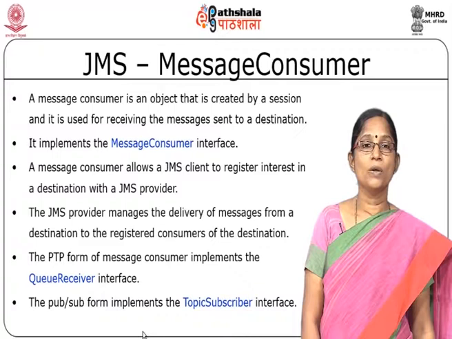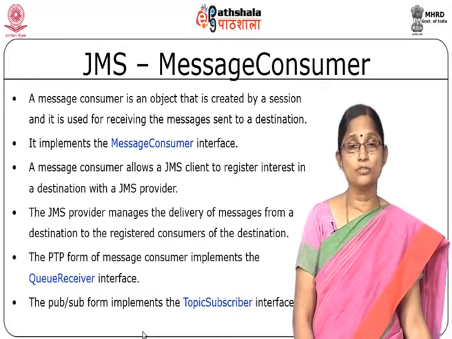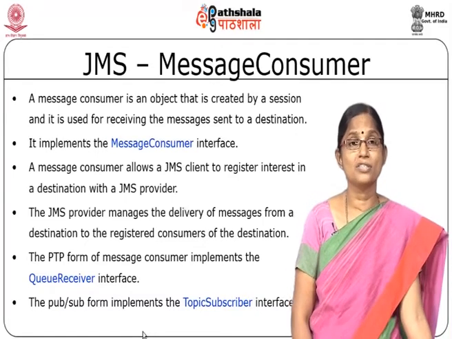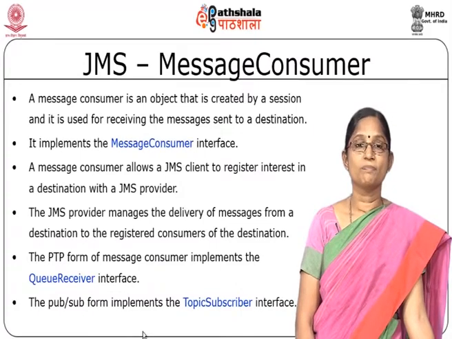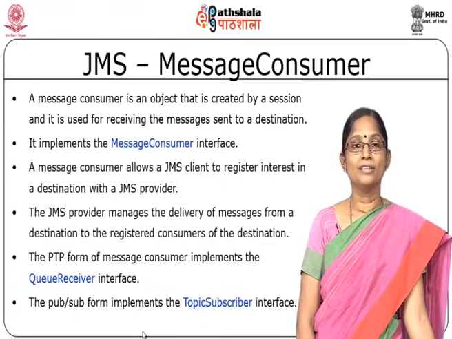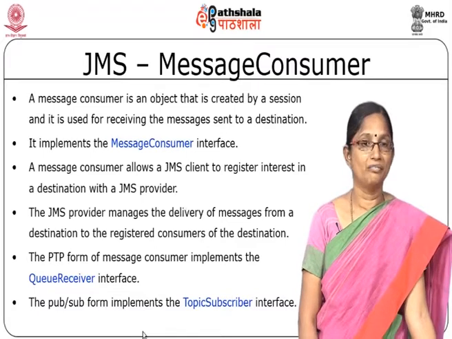Now, the JMS provider also manages the delivery of the messages from the destination to the registered consumers, that is, all the consumers who have registered to the destination saying that I require this message once it is produced. So, the JMS provider is responsible for the delivery of these messages also. For the PTP form of message consumer, we have seen the point to point delivery model. If we use that, then the message consumer implements the queue receiver interface.